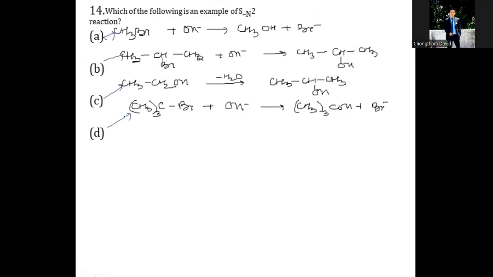So the question is asking which of the following is an example of SN2. Remember, only primary alkyl halides will undergo SN2. Just find out the primary alkyl halides. Which is the primary alkyl halide, as you know? You have to check for this. The answer for this will be option A. The rest are not primary, okay? These are all not primary alkyl halides.